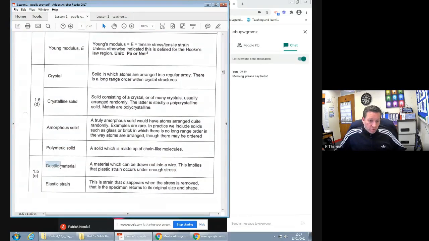I also mentioned the word ductile material at the start. So that's a material which can be drawn out into a wire, so you can stretch it and manipulate it so it becomes into the form of a wire. Okay, so there's 5 definitions there that you need to know off by heart.